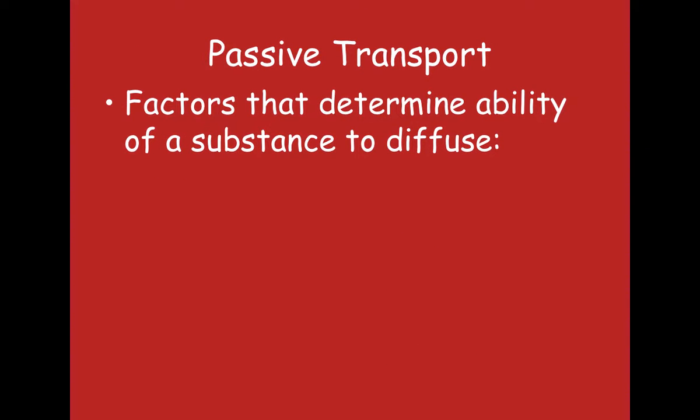The factors that affect how well something will diffuse, there are certain characteristics of molecules that make it very easy for it to come across the membrane or hard to come across the membrane. So one of them is lipid solubility. So if something will dissolve in a fat, it is more likely to be able to diffuse across the membrane than something that doesn't. So this does play a role.